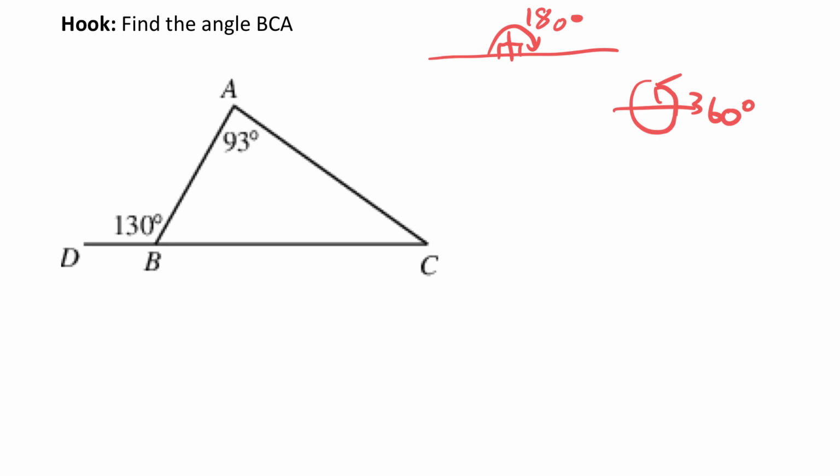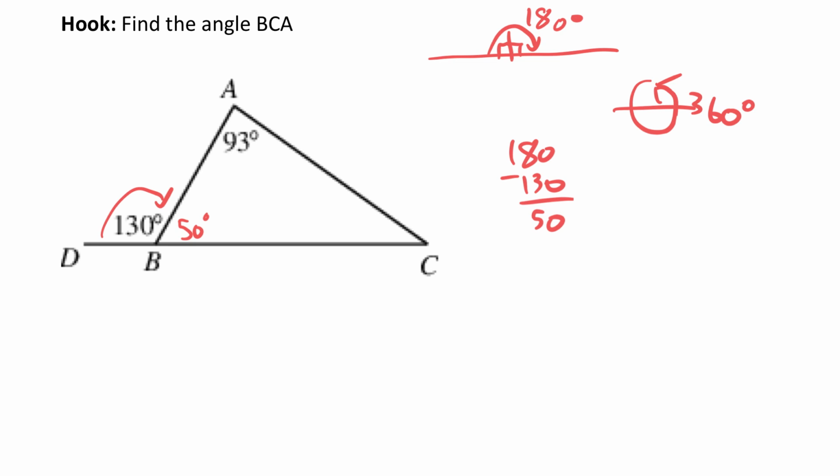So if we know that a full line is 180, and over here we have 130, we can do a little bit of subtraction to figure out what has to be on the other side. 180 minus 130 gives us 50. So this has to be 50 degrees. Okay, well that's pretty cool, but what about that last angle?